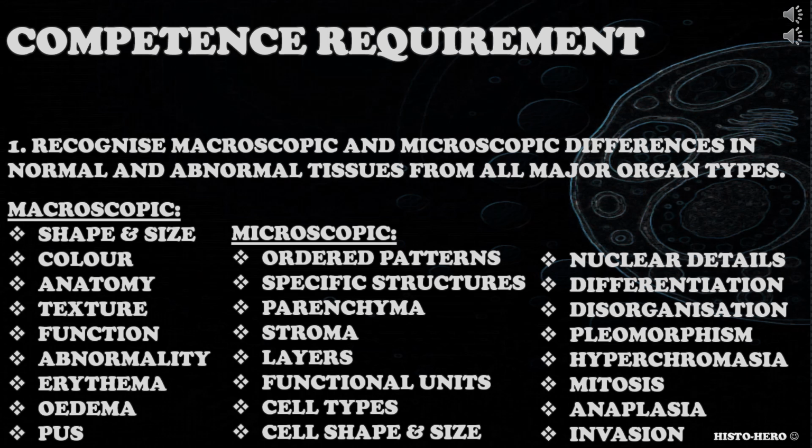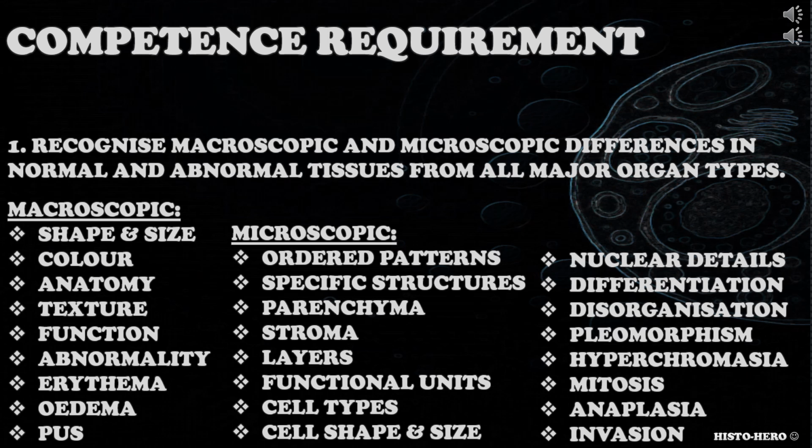Competence requirement is basically a combination of knowledge, skills, and experience one needs to perform a job to a satisfactory standard and level. Your chosen evidence should demonstrate these competence requirements. The following competence requirements need to be met for this section. Let's explore the first competence requirement, which is for you to recognize macroscopic and microscopic differences in normal and abnormal tissues from all major organ types.